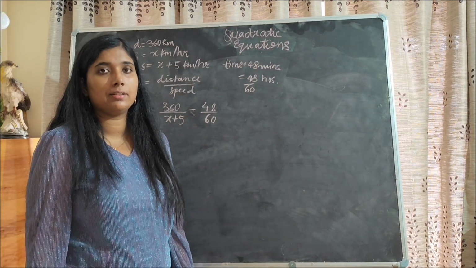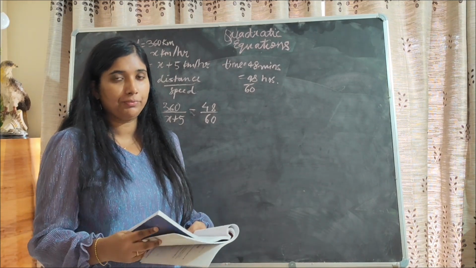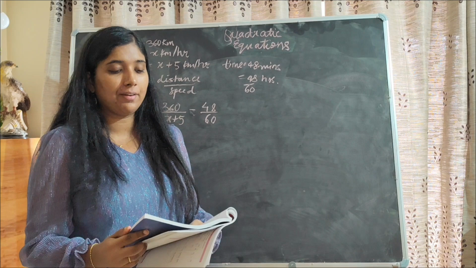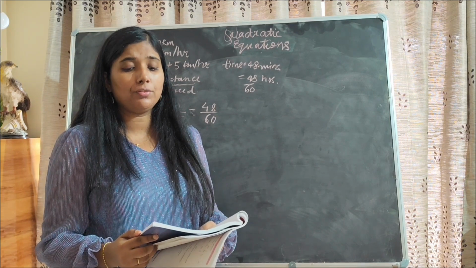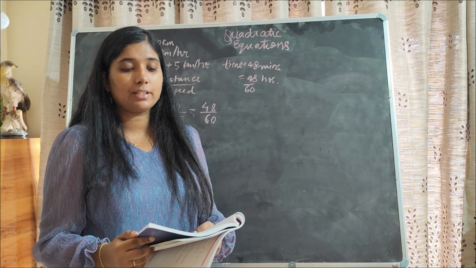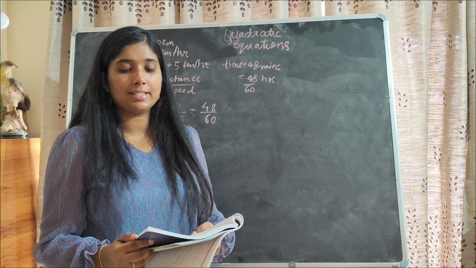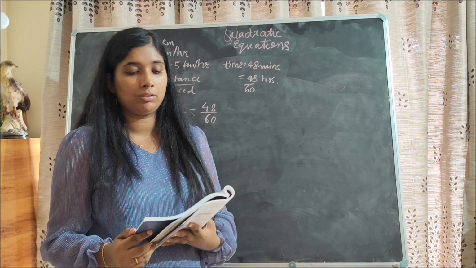Okay friends, now we are going to solve the second question. I'll read out the word problem first. A train travels 360 kilometers with uniform speed. The speed of the train is increased by 5 kilometers per hour. It takes 48 minutes less to cover the same distance. Find the initial speed of the train.